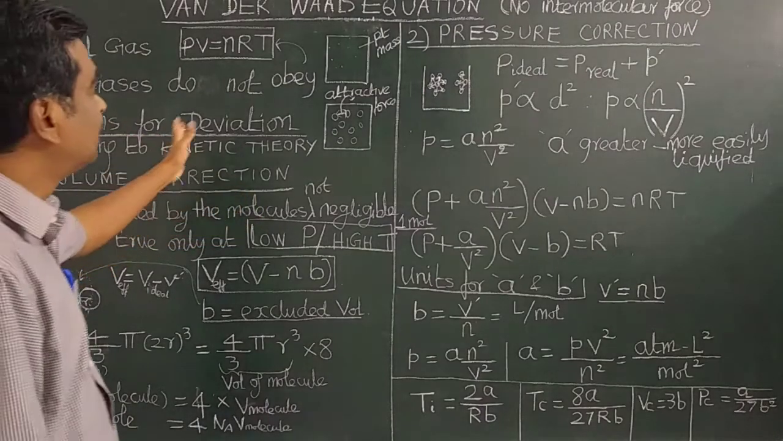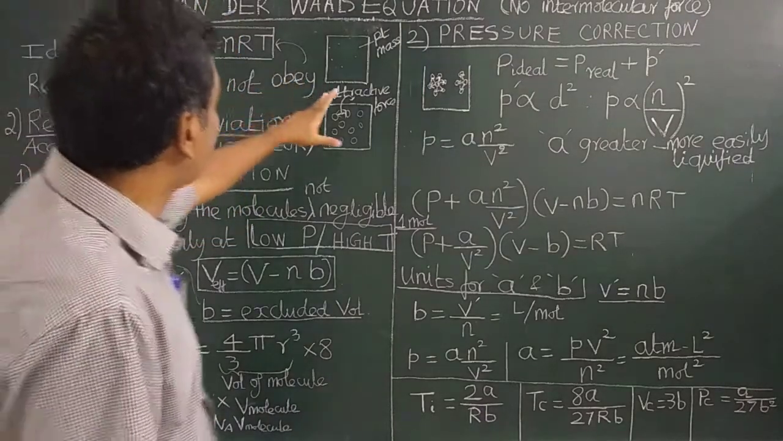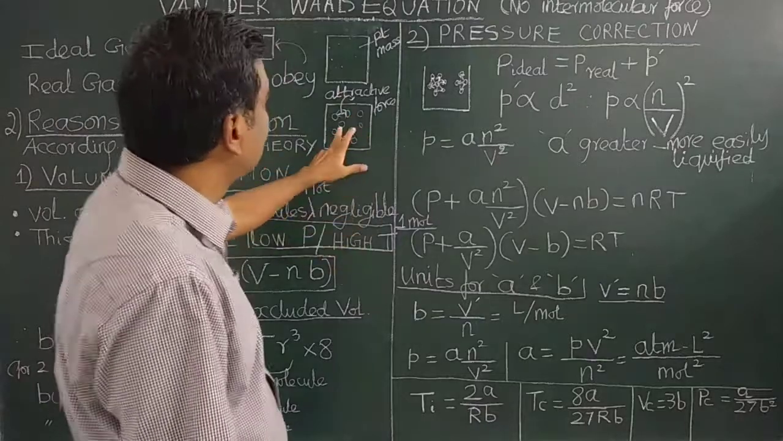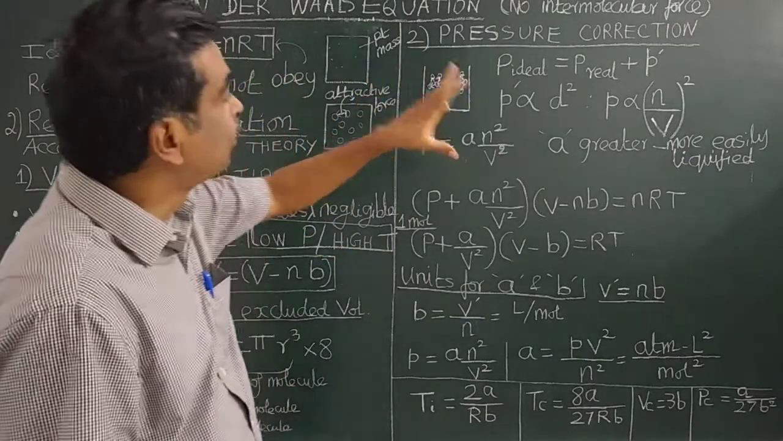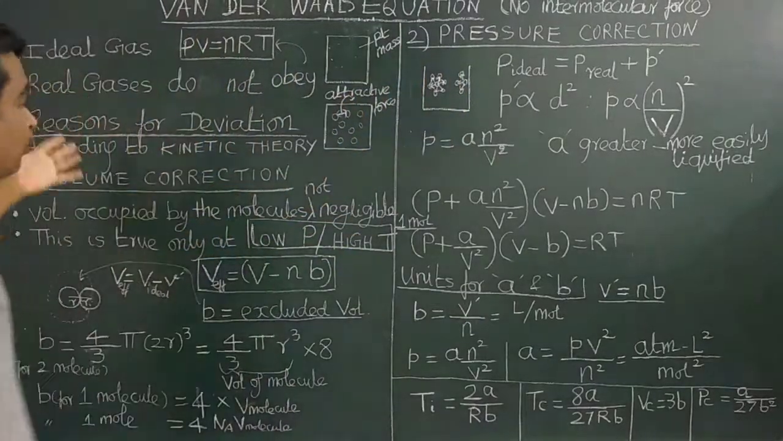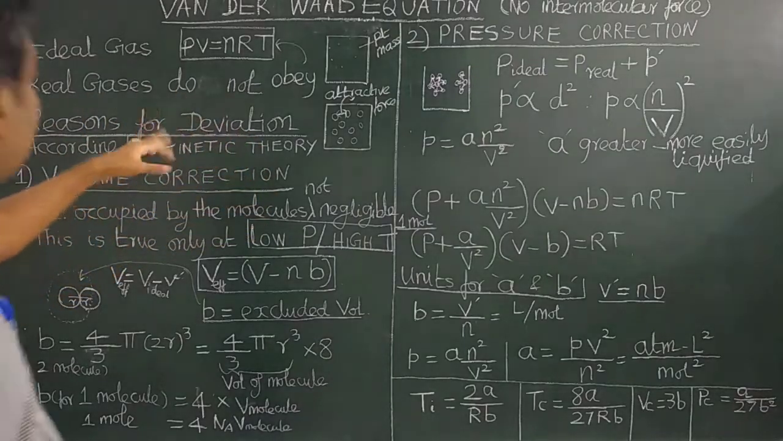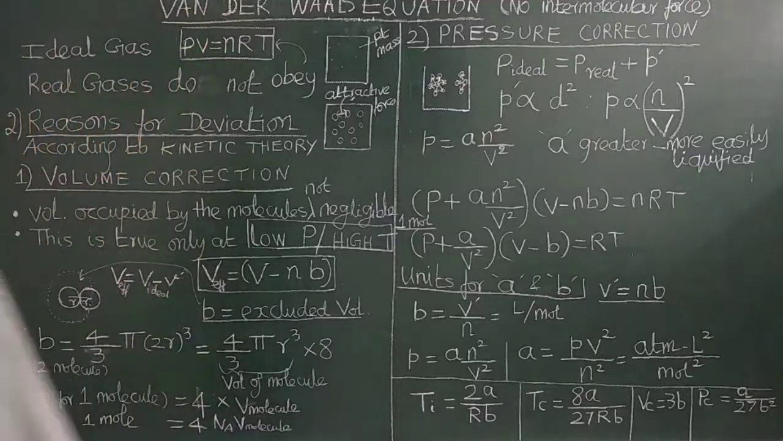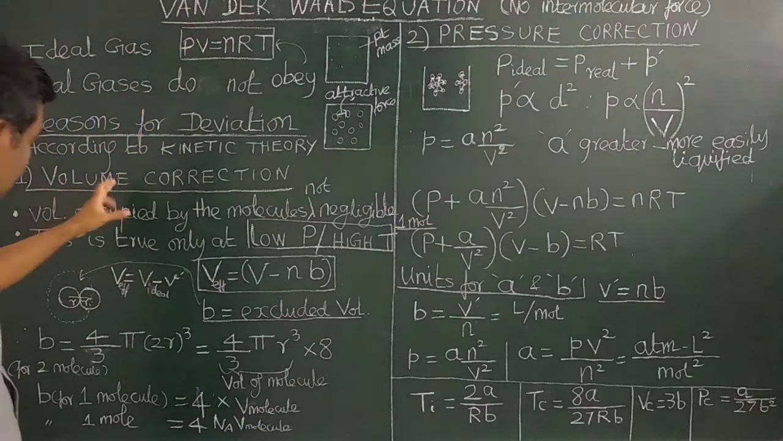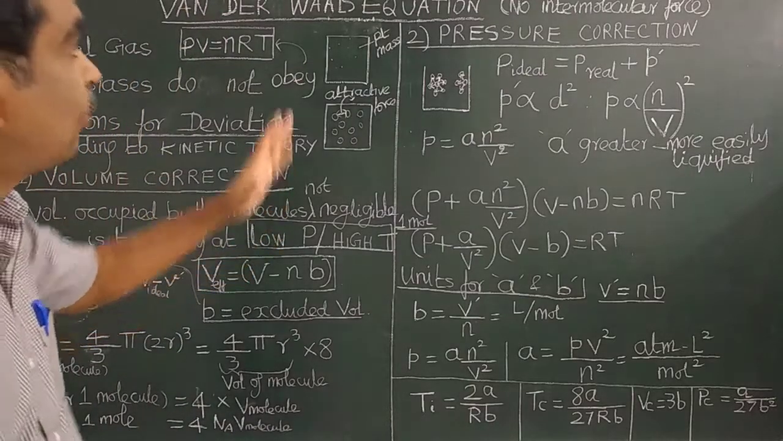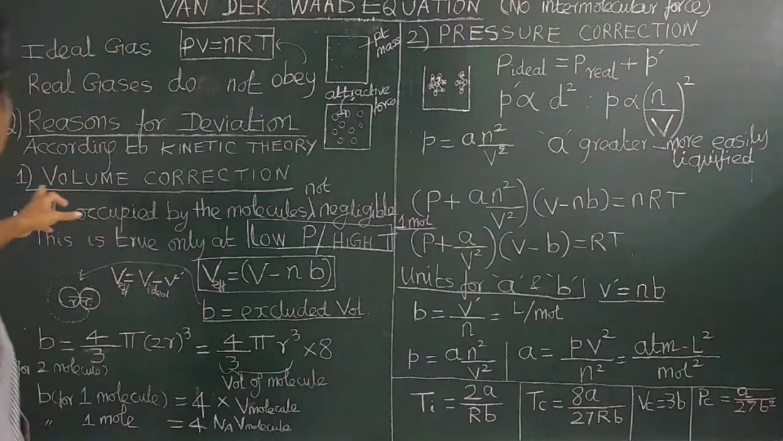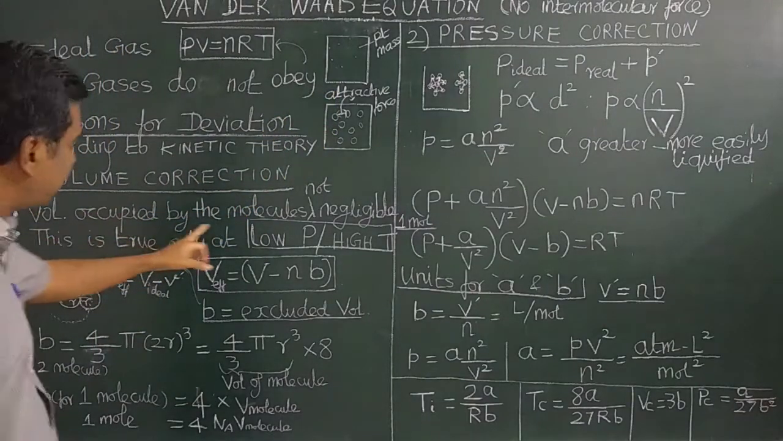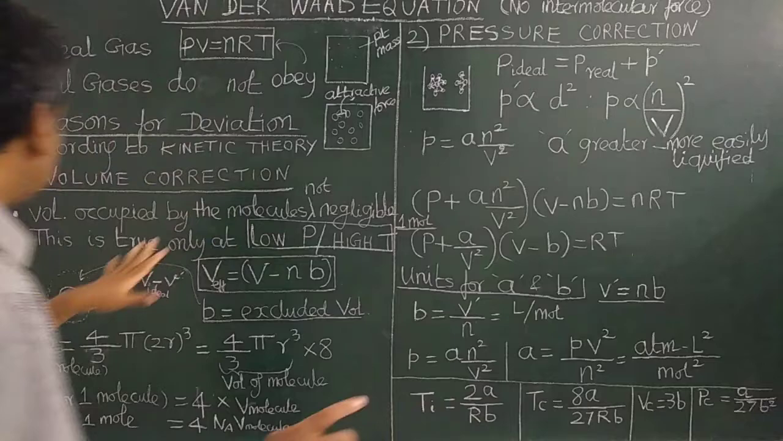Now we will see what the two reasons are. We have seen the volume occupied by the molecules is not negligible. There exists attractive force between the molecules. Because of that, real gases do not obey the ideal gas equation. Now, what is the volume correction? What is the pressure correction? One: the volume occupied by the gas molecules is not negligible.